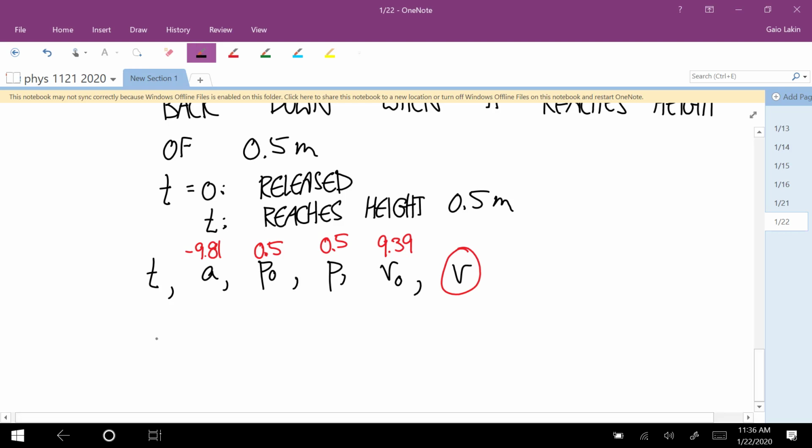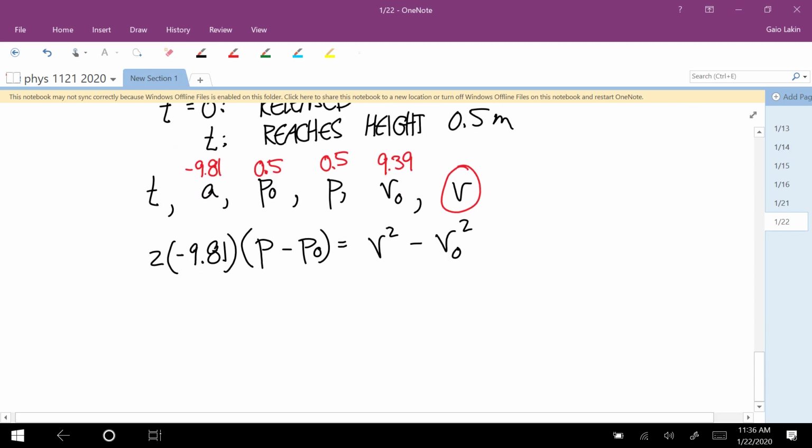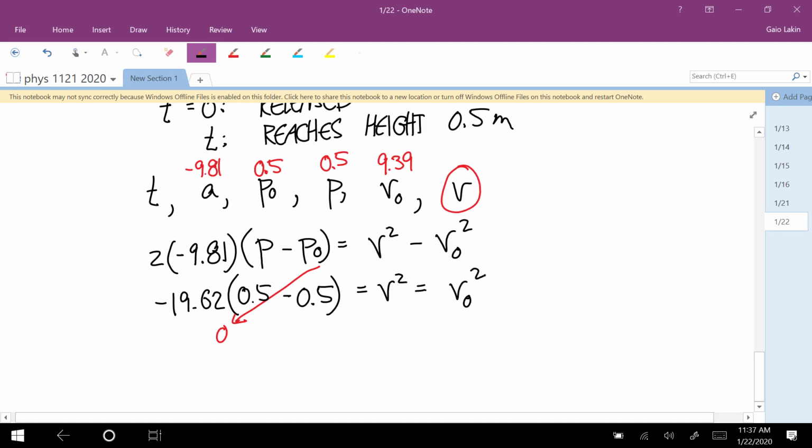And we can use the same equation again. So we get 2 times negative 9.81 times p minus p0 is equal to v squared minus v0 squared. So this says negative 19.62 times 0.5 minus 0.5. In other words, the whole left side goes away, and v squared is equal to v0 squared.